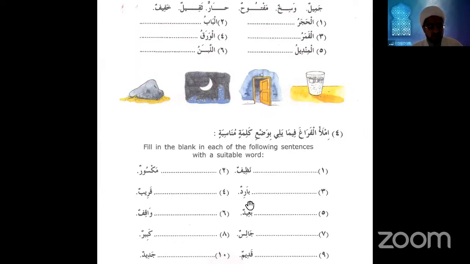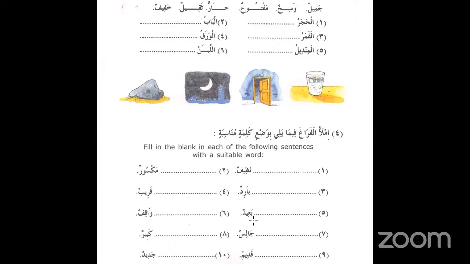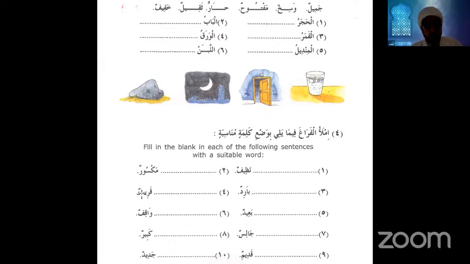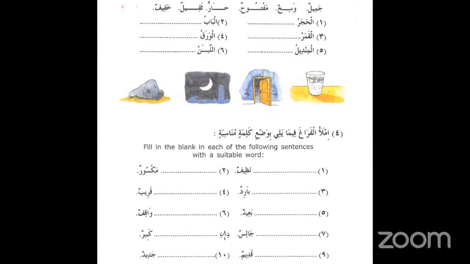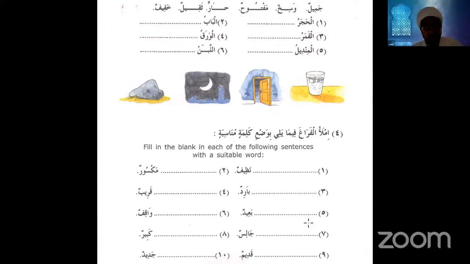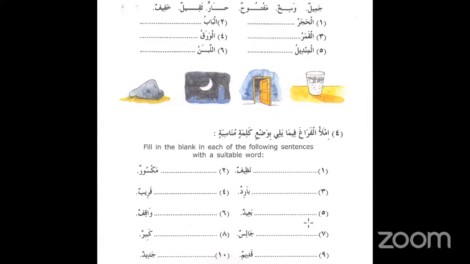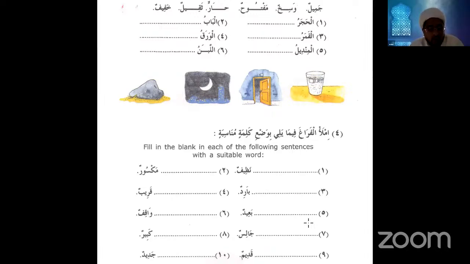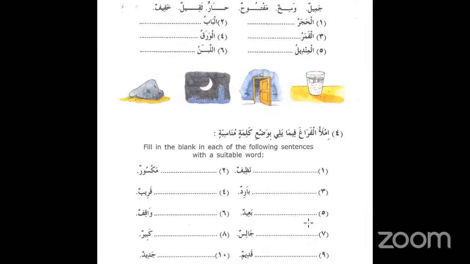I need help here. Ba'idun. Ba'id is the opposite of Qarib. In Urdu, Ba'id. Okay, hold on, let me think. So, the house is far. That's what I want to say. Not al-baytun, it is al-baytu. Al-baytu ba'idun. Right, correct. Al-baytu ba'idun.